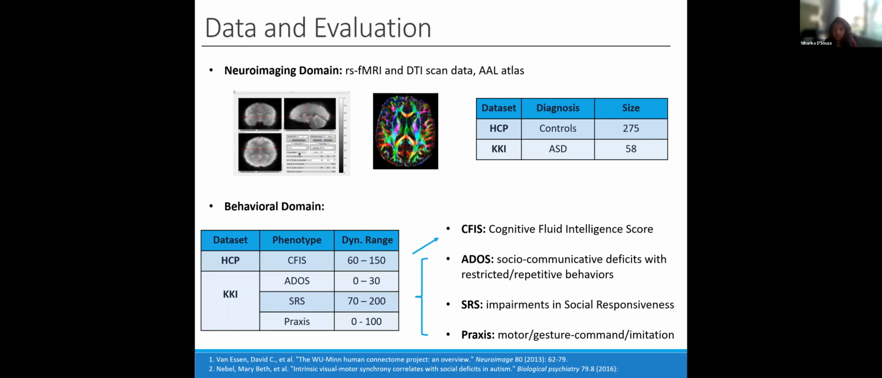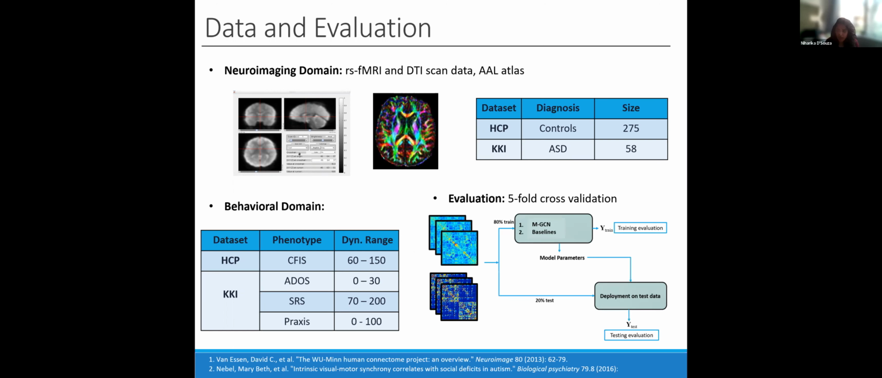As mentioned before, our evaluation on HCP is a single score prediction, while on KKI, we evaluate on multi-score prediction. We again utilize a five-fold cross-validation and report on the performance against a couple of baselines.